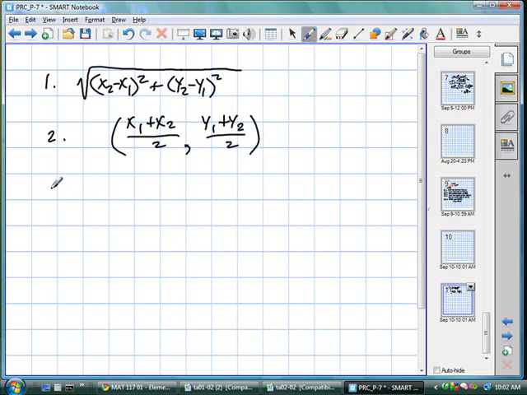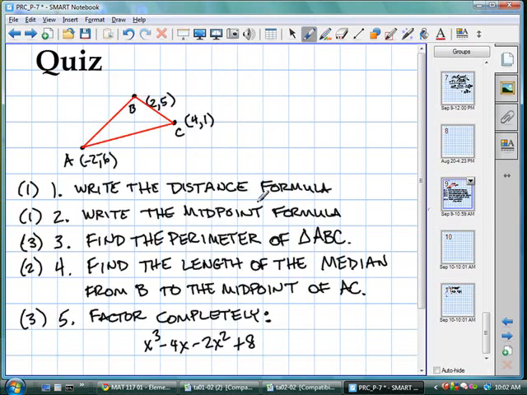Okay, what was number 3? In order to find the perimeter, what did you have to do? You had to, of course, find the length of each side, and then you had to add them together.